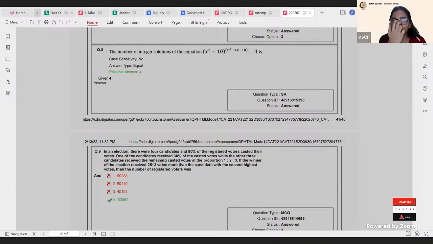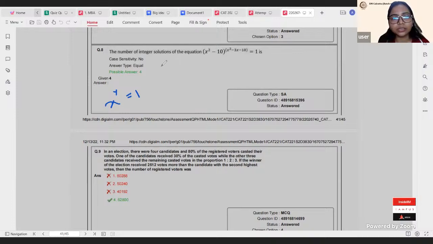So basically, when something to the power of something equals 1, what can be the possible cases? For example, if x to the power y is 1, then either x is 1 or y is 0, because we know that anything to the power of 0 is 1. Or it can be that x is minus 1 and y is an even number. That is basically minus 1 to the power of 2, minus 1 to the power of 4, minus 1 to the power of an even number will bring about a value of 1.